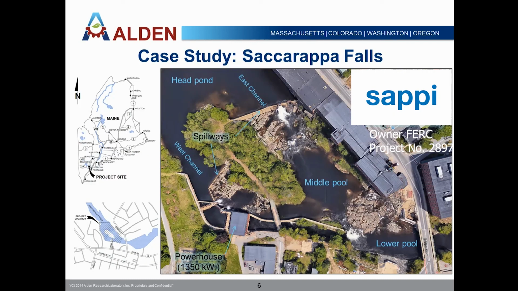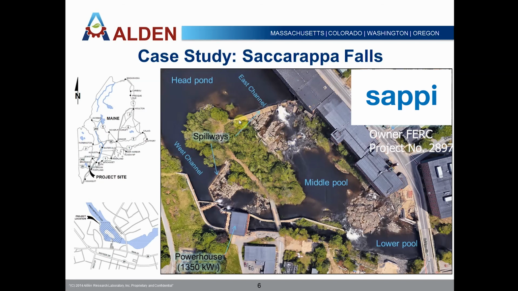So I want to talk about a case study in which we did use CFD to design a nature-like fishway at Saccarappa Falls in Westbrook, Maine, on the Presumpscot River. The owner of this project was Sappi, a paper company with roots in Westbrook going back to the 1850s as a paper mill. The Saccarappa site is characterized by two channels splitting around an island.